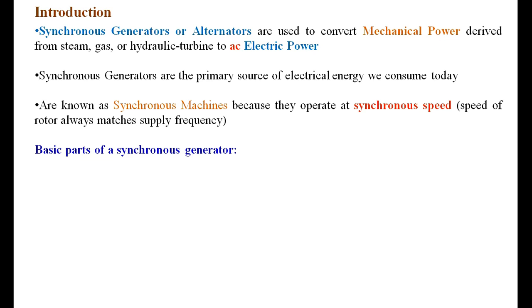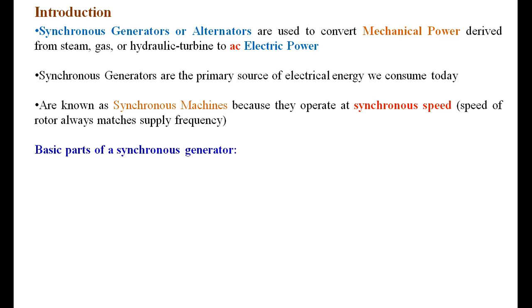Once again, the synchronous generator falls under the rotating machines. It has a stator and the rotor. To generate electricity, we know that three things are necessary. Once again, you can recall: a conductor is required, a magnetic field, and relative motion between the conductor and the magnetic field.